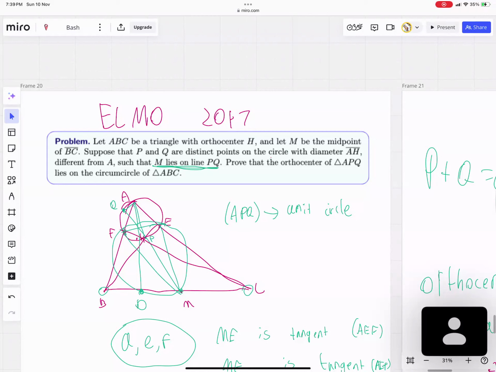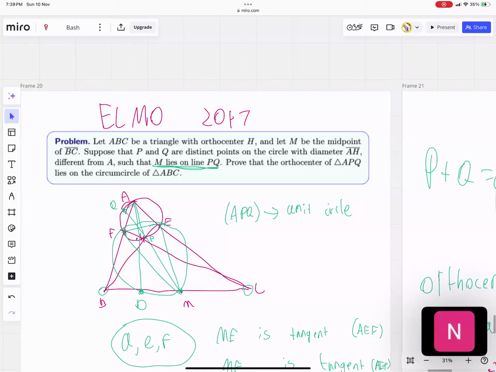So whenever you're bashing, just don't shut your brain off. Always keep looking for synthetic things you can do to make your calculations easier. And sometimes bash can help motivate a synthetic solution. And if you ever get a bash solution, think about how you can translate it to a synthetic solution, since that's also very powerful.